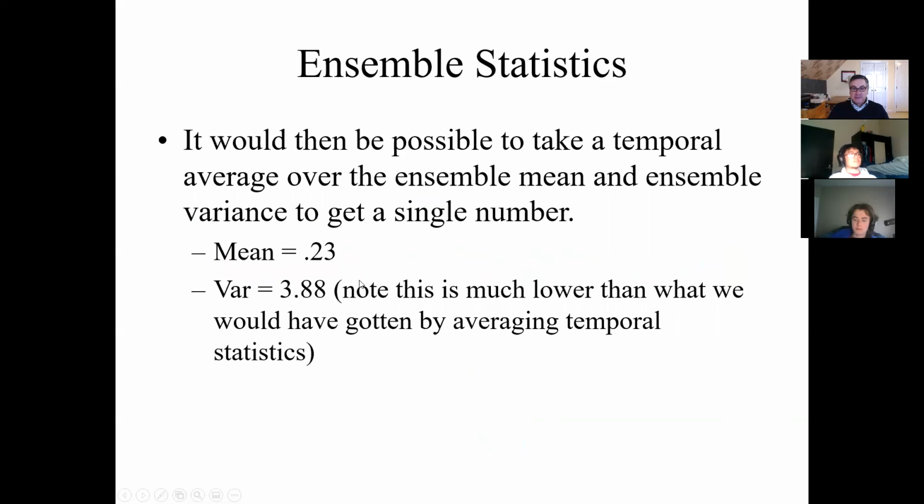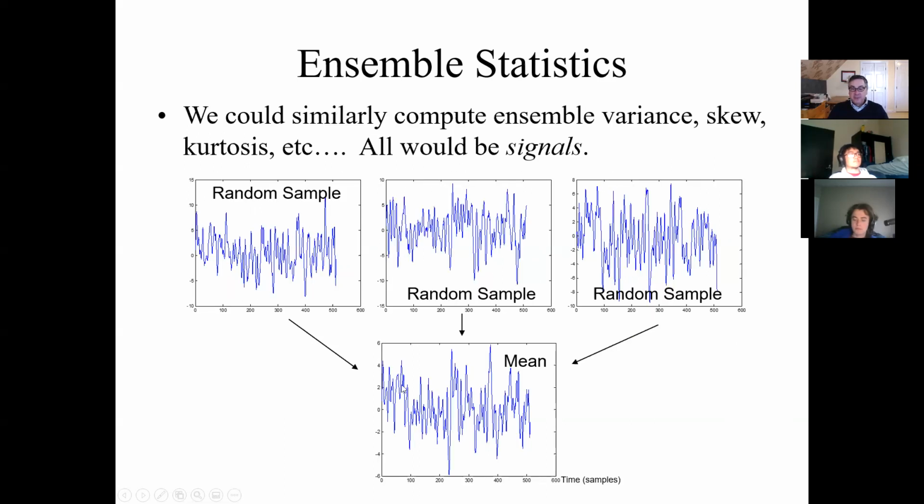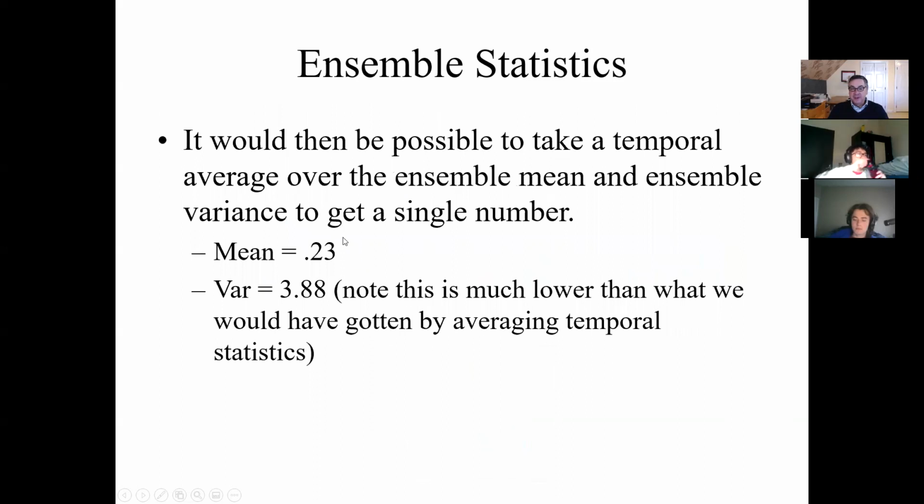Now once we have the ensemble mean, we could take a temporal average of that if we wanted to get a single number, if we were justified in doing that. We would get the same mean that we got the other way, but the variance is actually much lower. Because the variance, being squared, is not linear. The mean would be linear, but the variance would not be. So you get a different result if you do that.